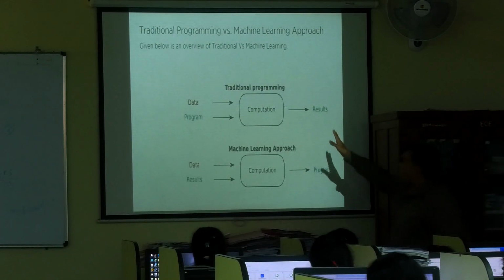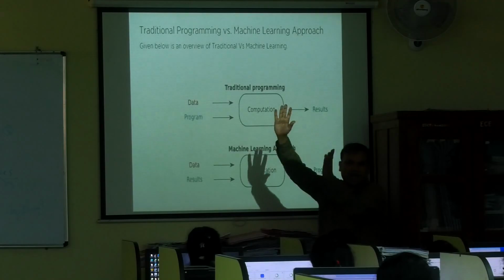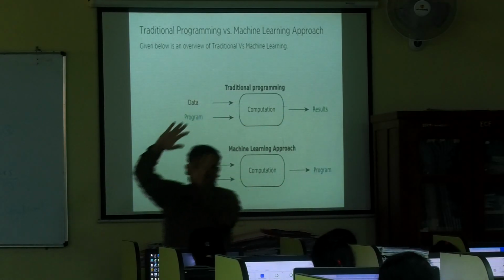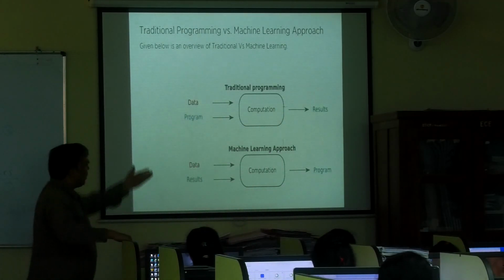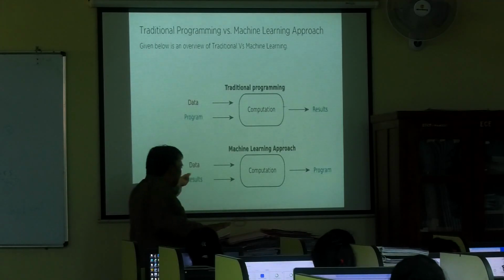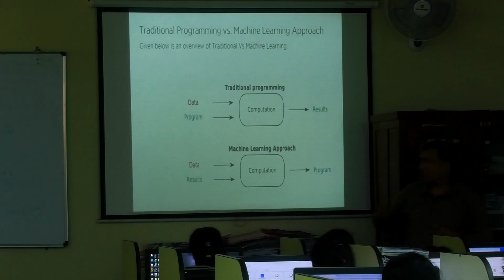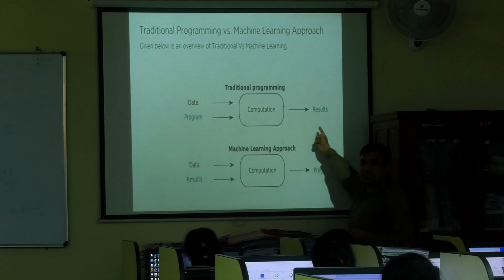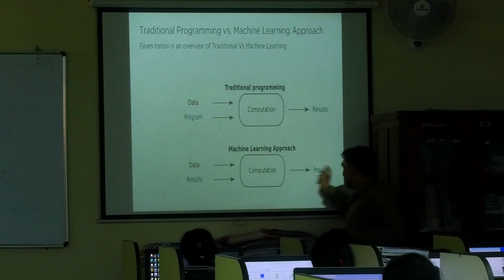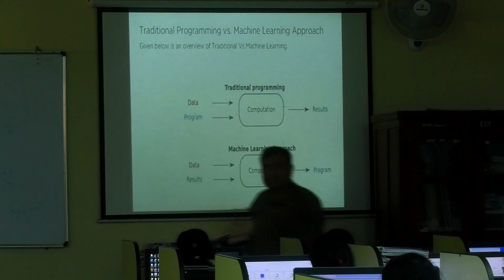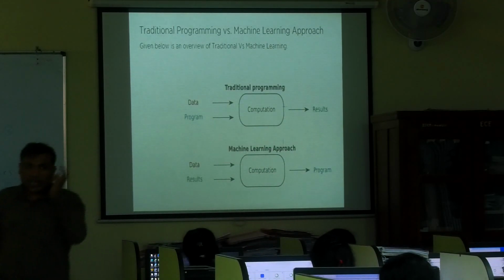So the concern here is computation work, which you have been doing for a long time, for the past 40 years. But what about machine learning? There is data and result, then computation, and a generated program. In traditional programming you produce the result, but here you are producing the program. That program is like the one program in your brain.